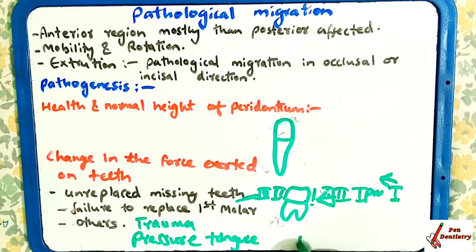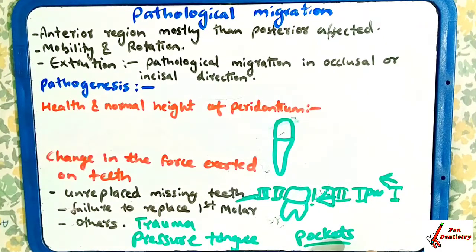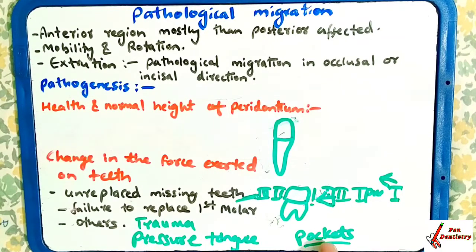The last one is pocket. A pocket is formed due to periodontal destruction. In a pocket, periodontal destruction will be there. The granulation tissue will be present, and that will pressurize the tooth, and displacement or migration of the tooth will take place. Because of the granulation tissue, pressure is applied and pathological migration is taking place.